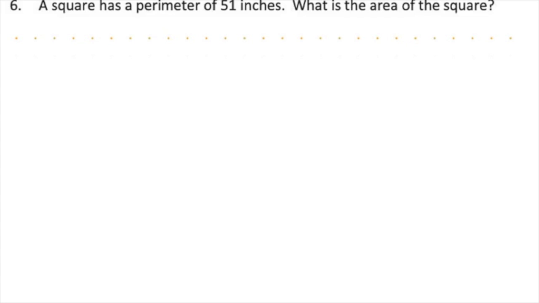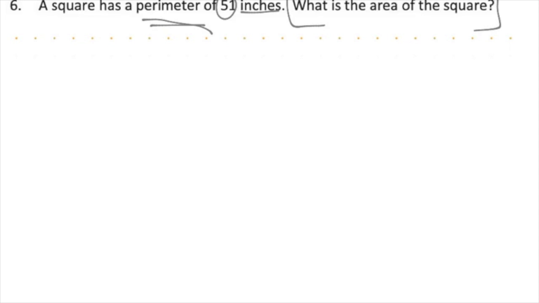Okay, now let's look at number 6 together. It says a square has a perimeter of 51 inches. What is the area of the square? That is a great question. One thing we know about squares is all the sides are the same. Very good. And how many sides are there in a square? Clap, clap, show. I forgot. I can't see you. You can't see me right now because this is a video. 4 sides.